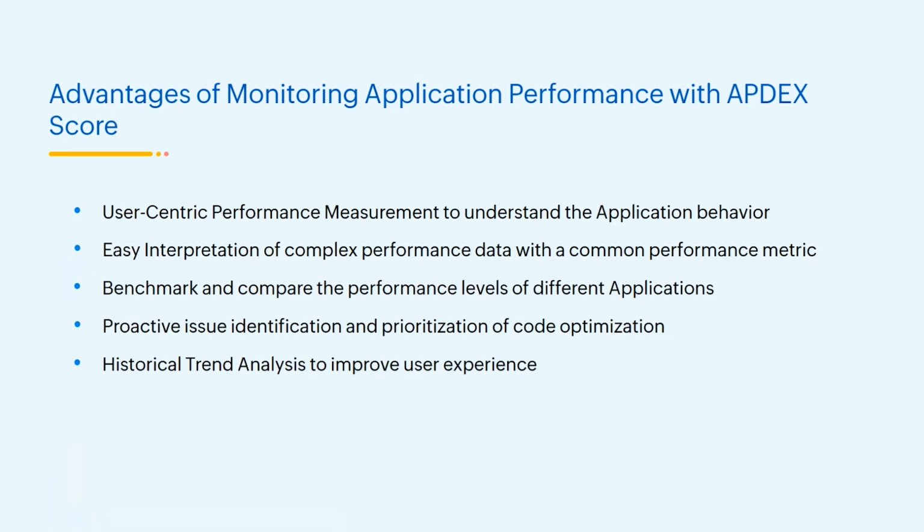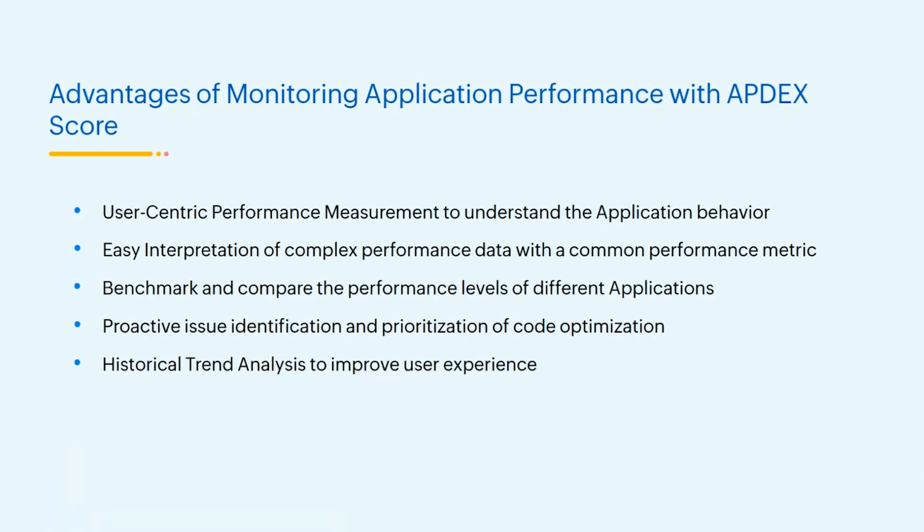prioritize the improvement. The second is easy understanding of complex performance data with a common performance metric, which will simplify the complexity of the data into a single and easily understandable metric by providing a clear and standardized way to assess the application performance. The third one is you can benchmark and compare the performance level of different applications, which allows you to identify the high performance application leading to consistent improvement across your IT environment.